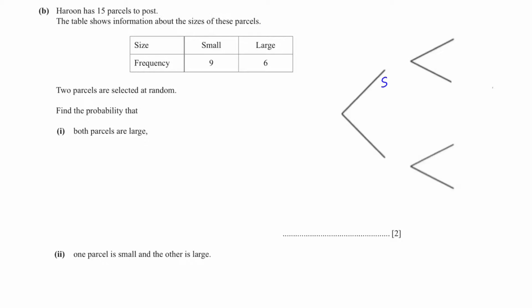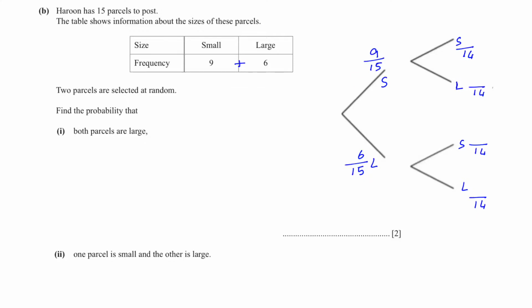This is small and large. Small are 9, and the total parcels are 9 plus 6, 15. And large are 6 over 15. If you are removing one small parcel, the number of parcels are going to be less, correct? You have removed one. You had 15, you removed one. Now you are going to have 14. So first change the total of all the parcels. It's going to be 14.